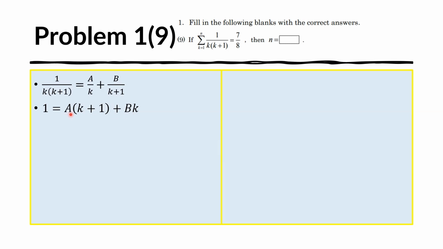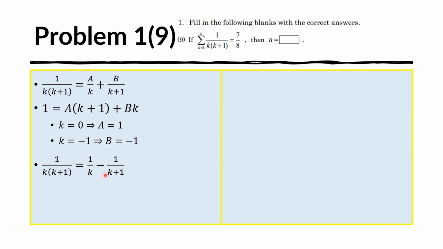So if we substitute k equals negative 1 and k equals 0, we will get the values of A and B. So here we do k equals 0 first. So k equals 0, this will be 0 here, and here will be 0, and so we have A equals 1. Now we do k equals negative 1. If we do that, then this expression here goes to 0, and here it's negative 1. So negative B equals 1, therefore B equals negative 1. And now we can express this sum as follows. This bit here is actually 1 over k minus 1 over k plus 1.